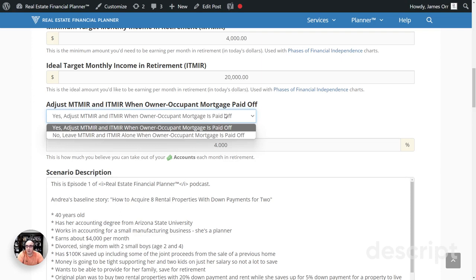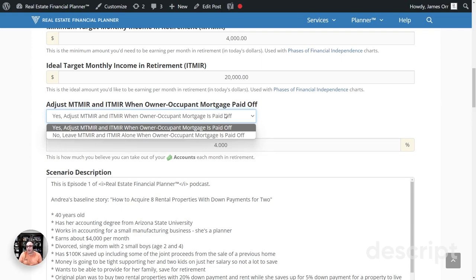So you could either choose to go ahead and adjust that number down so she doesn't need to earn as much once she has hit her number if she has paid off her mortgage. The way to think about this is if you need $4,000 a month to live a comfortable lifestyle, to be financially independent, and that includes a mortgage payment. Well, when you pay your mortgage off, you no longer really need $4,000 a month. You need $4,000 minus whatever your then current mortgage payment was in order to be able to live there. So you can decide whether you want to adjust that or to leave it on.